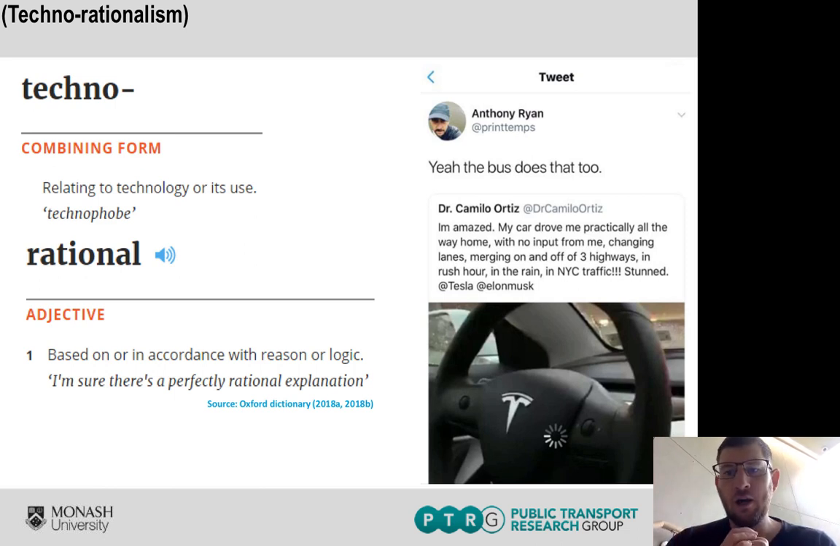And we're seeing this right now in automated vehicles. I'm amazed. My car drove me practically all the way home. It was great, this wonderful piece of technology. And then, this point from Anthony Ryan. Yeah, the bus does that as well. The bus drives me home too. I don't have to drive it. And so rather than spending all this time and effort, wondering about automated vehicles, maybe we should just buy more buses and drive them more often. But that doesn't sort of fit with the techno-rational narrative of efficiency and technology and all of that sort of stuff that we quite often see.